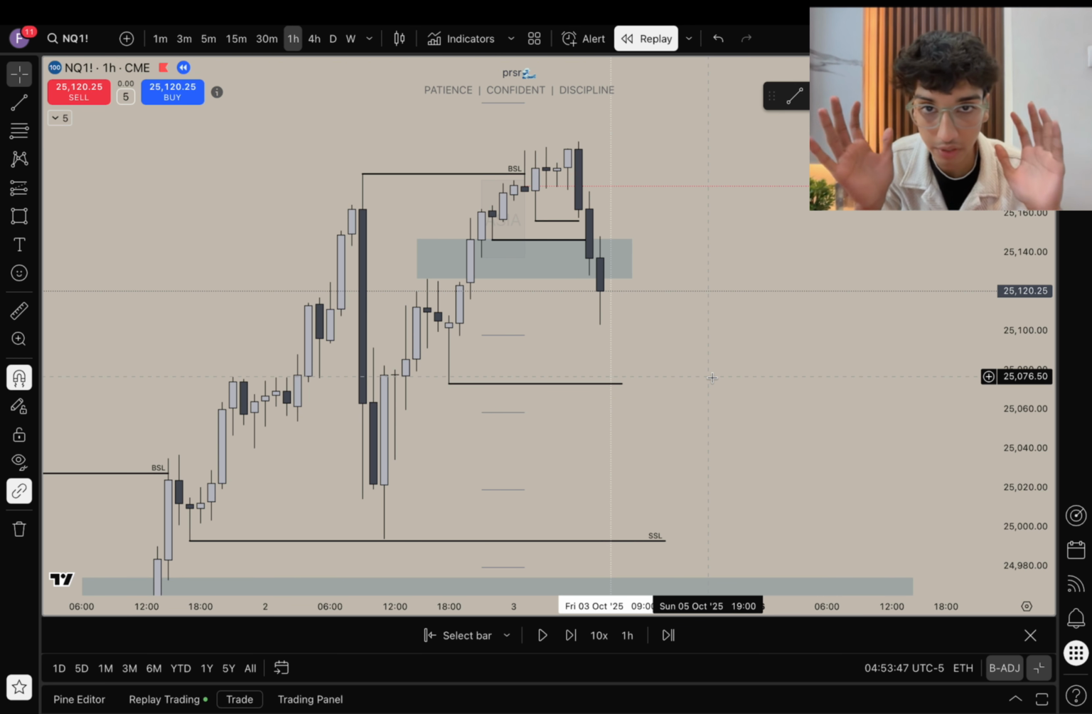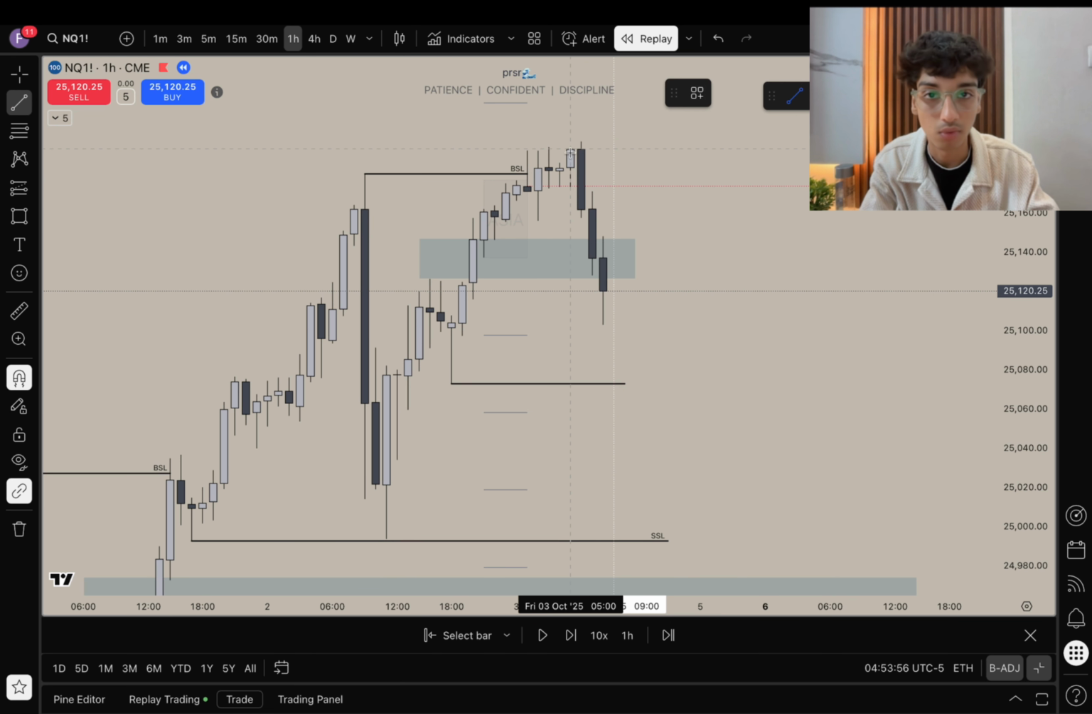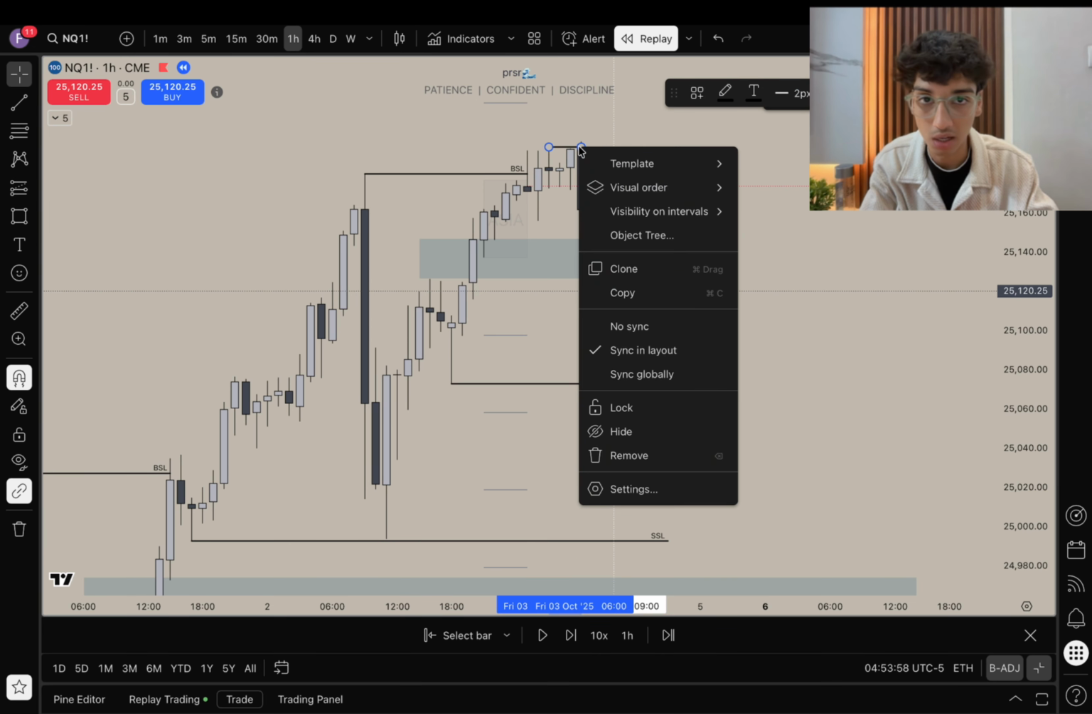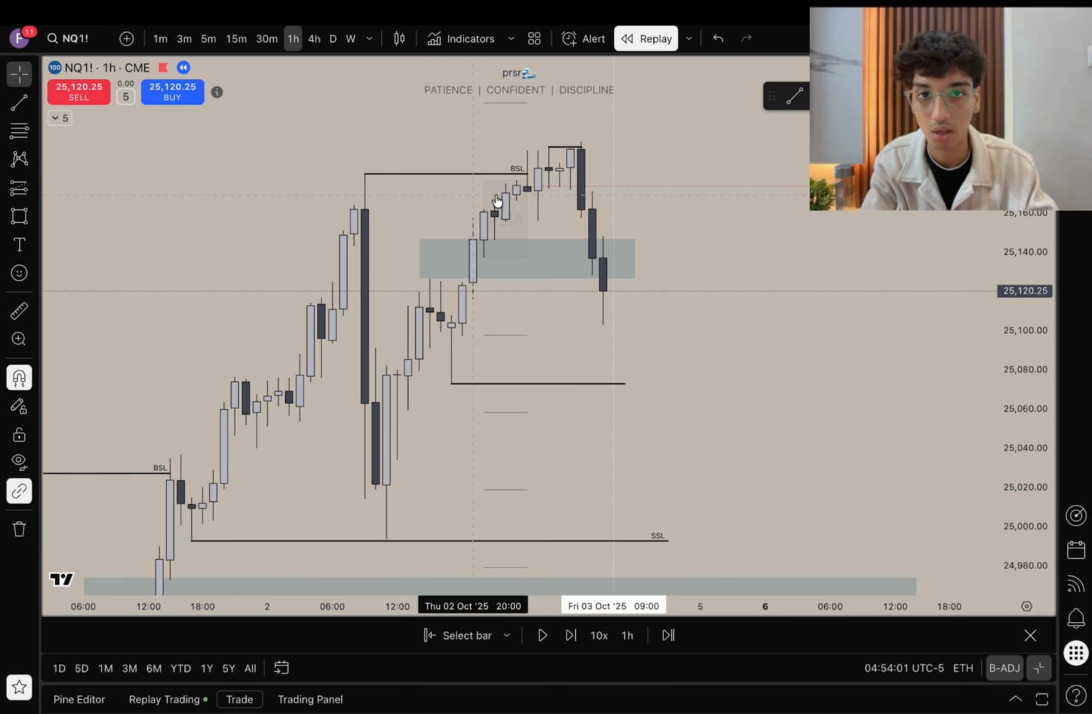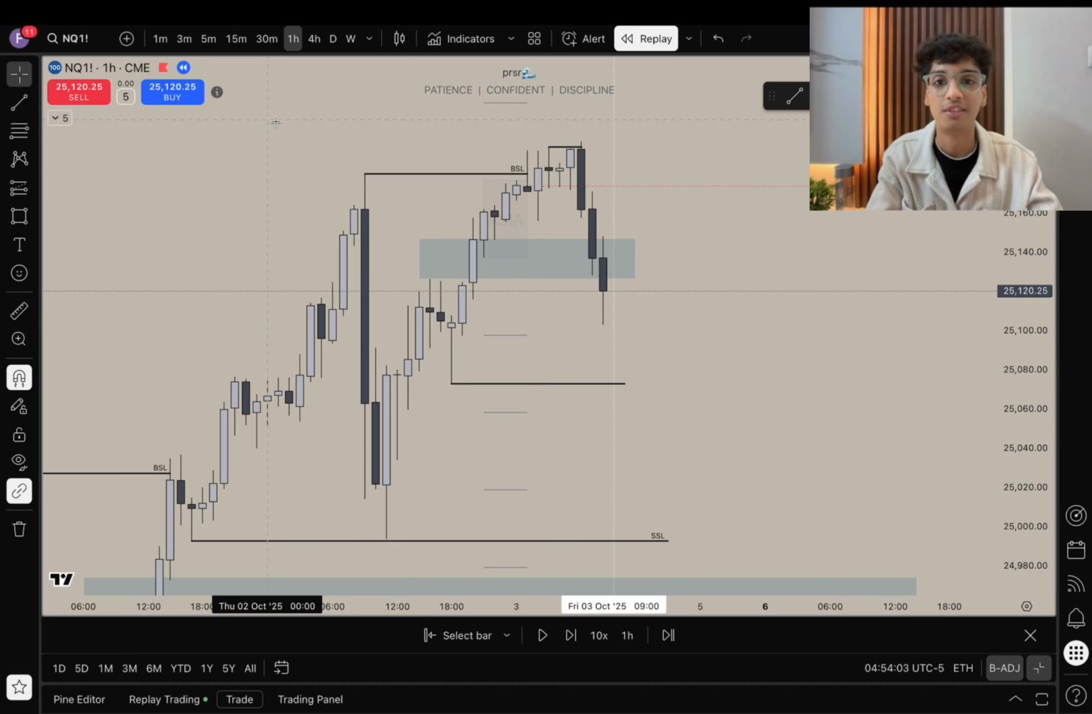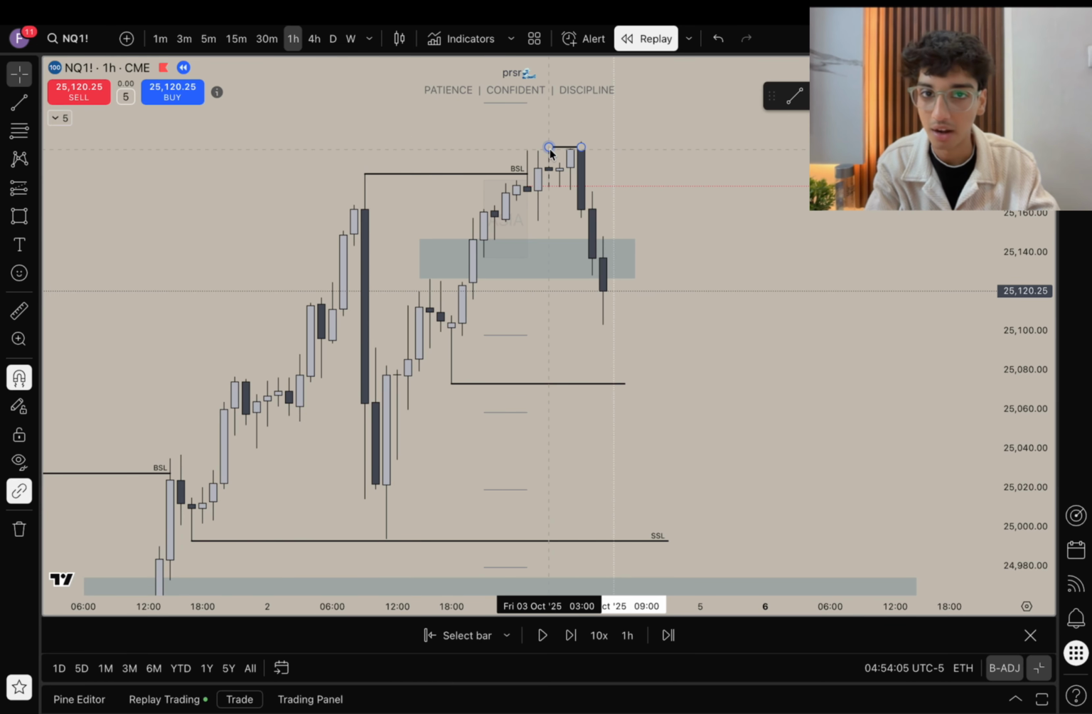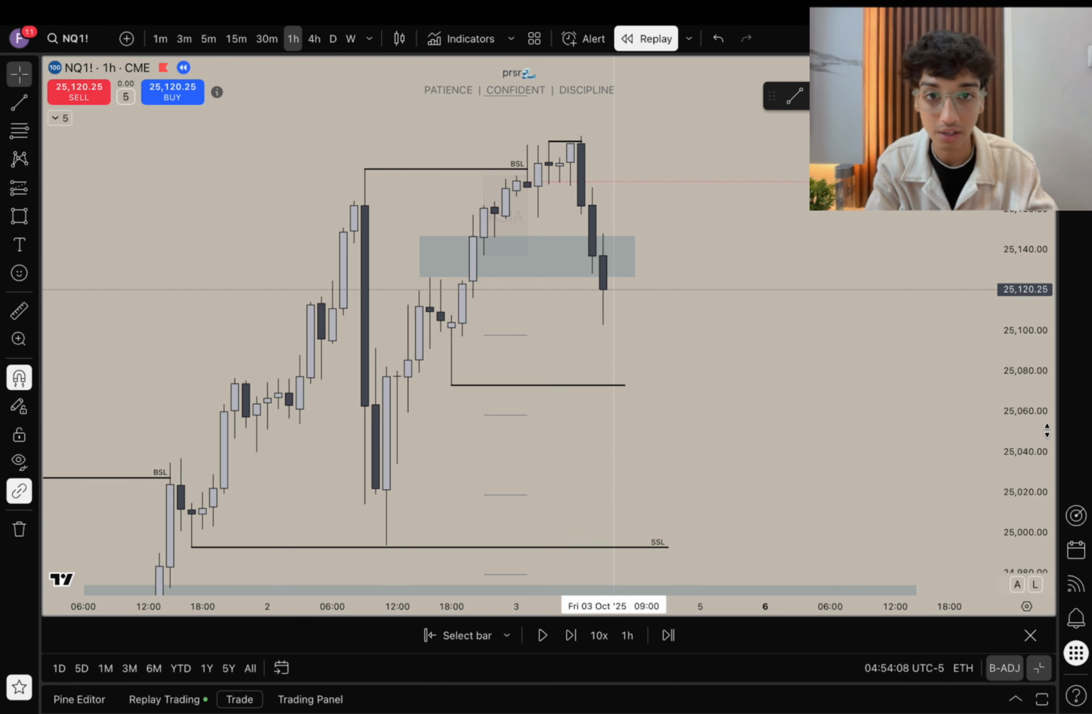Now we have enough conviction right here, because what we ended up doing, we just moved higher, one touch, two touch, and swept out buy side liquidity. Internal buy side was swept.